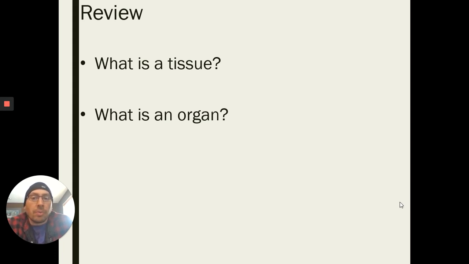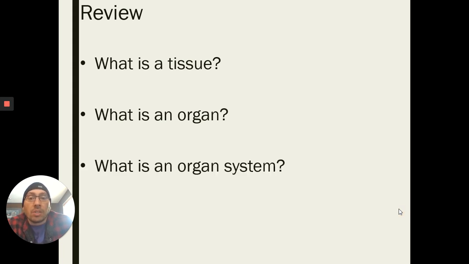Some of the organs we're going to talk about are like your heart, your liver, those types of things. And then finally, what is an organ system? It's a bunch of organs that work together to create that system, and the system helps sustain our life. Take all of those systems together and we get us. Okay, that's where we come from.